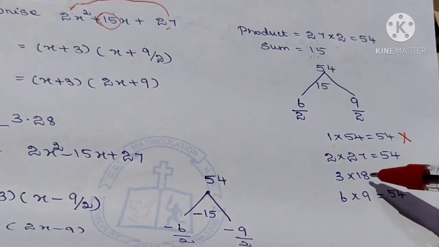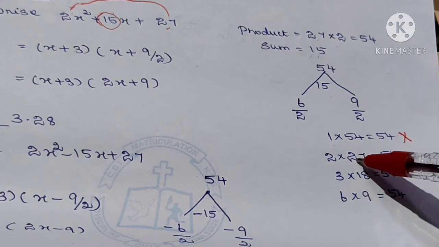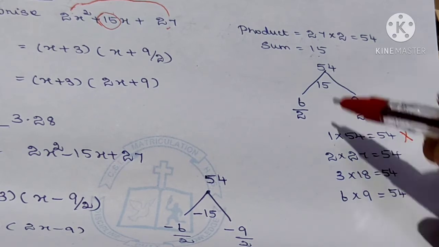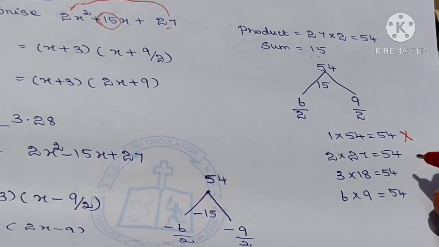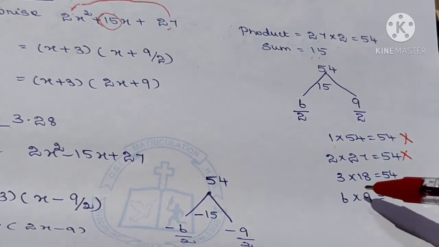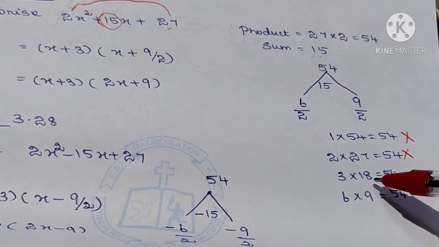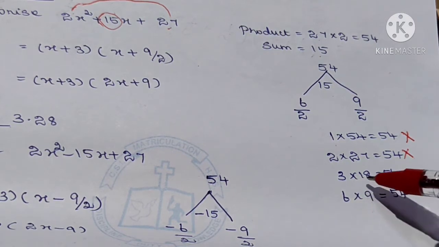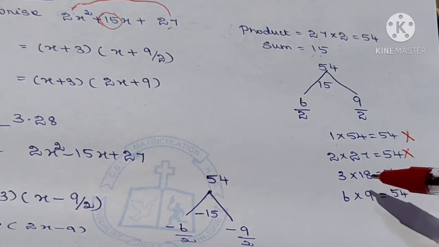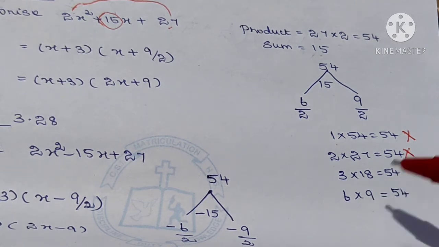Okay, listen, 2 into 27 is 54. Now you add 27 and 2, we get 29. Subtraction is 25. But our number is 15. So you don't select this product also. The next product, 3 18s are 54. Add 3 and 18, we get 21. Addition is 21. Subtraction is 15.